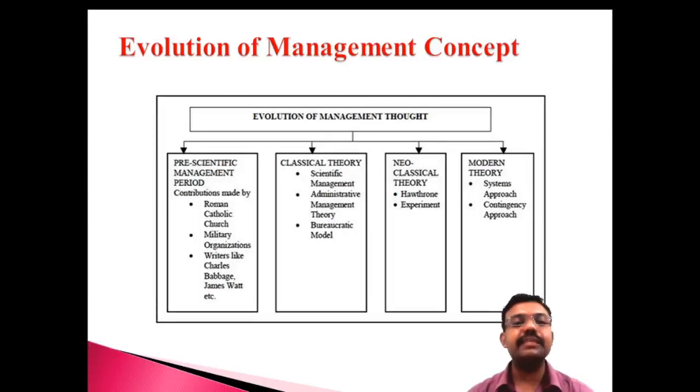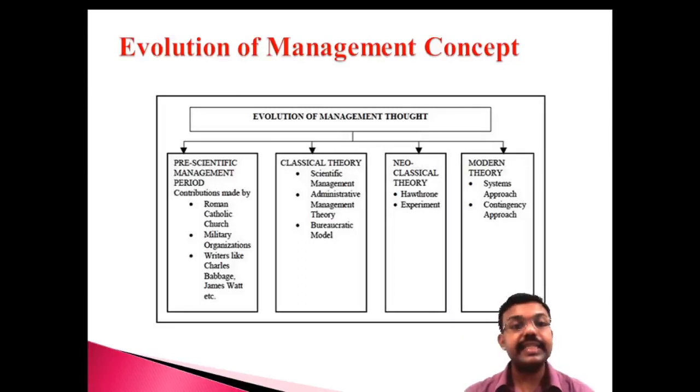From the classical period's point of view, there are three important elements. One is scientific management, F.W. Taylor's scientific management, and another is administrative management, that means Henry Fayol's administrative management, and the bureaucratic model of Max Weber. These are the important elements of the classical period.